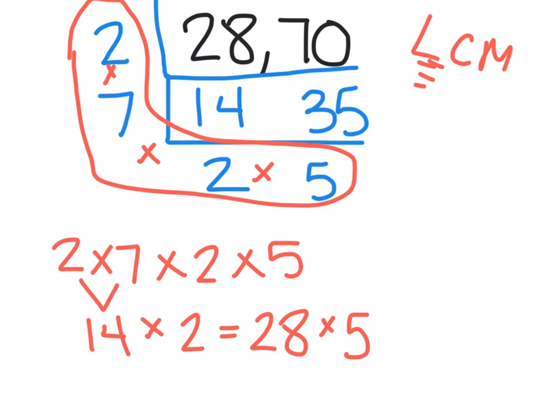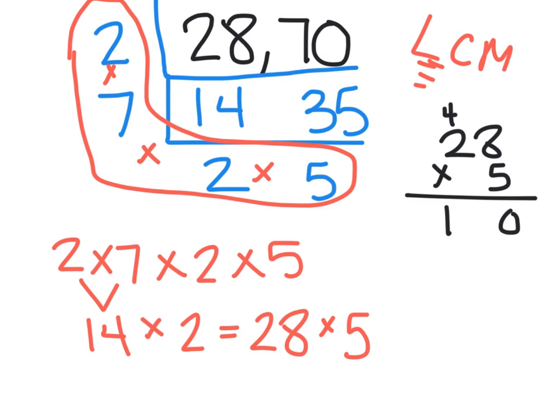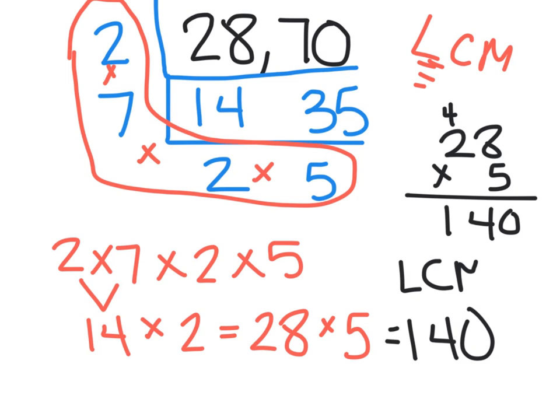We'll do our work on the side. 8 times 5 is 40. 5 times 2 is 10, plus 4 is 14. Equals 140. So the least common multiple of 28 and 70 would be 140.